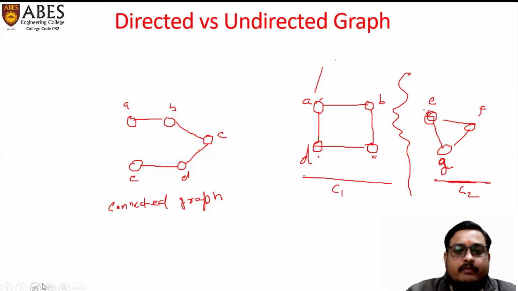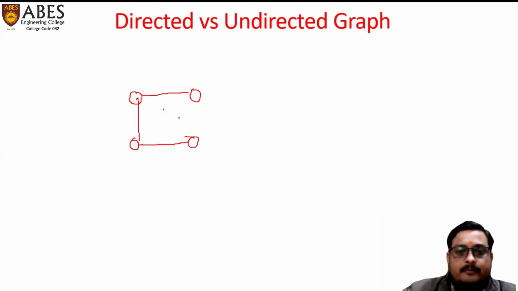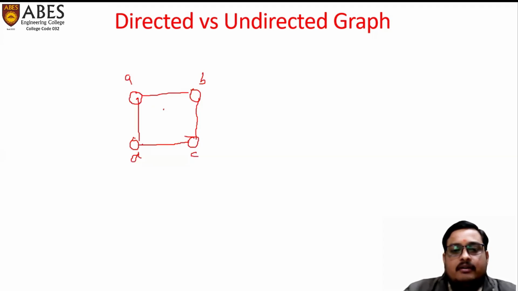Another category is directed versus undirected graph. Suppose we have a graph like this, and the vertices are labeled A, B, C, and D. It means A is connected to B and B is connected to A. We can go from A to B and B to A because there is no direction given in this graph. Same here: A to D and D to A, D to C and C to D, C to B and B to C. So if there is no direction given on the edges, this is called an undirected graph.